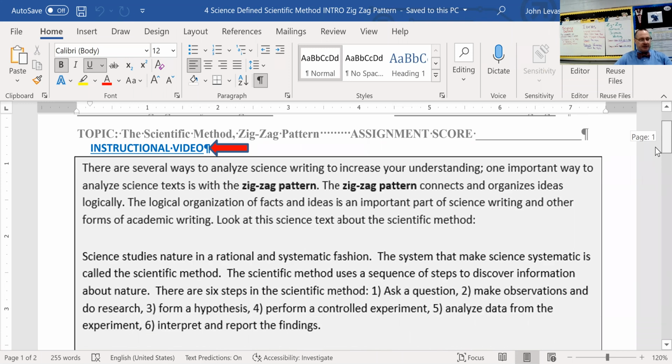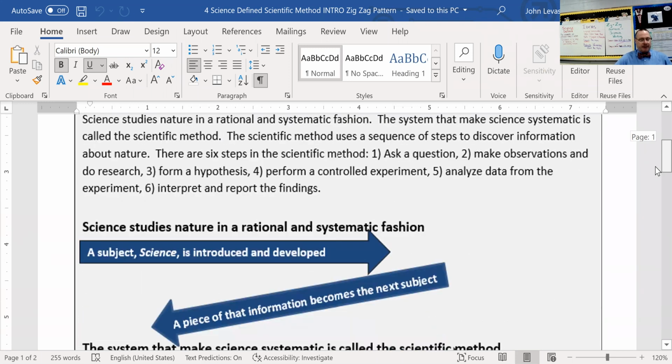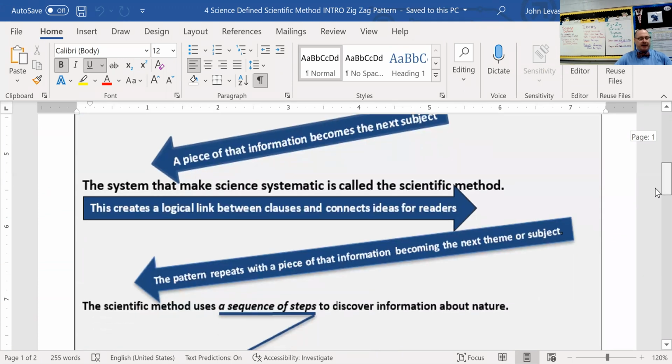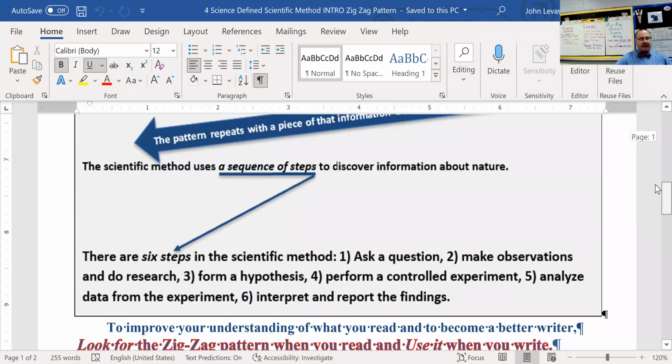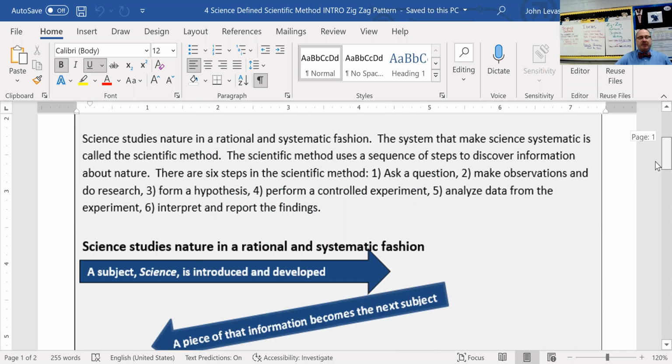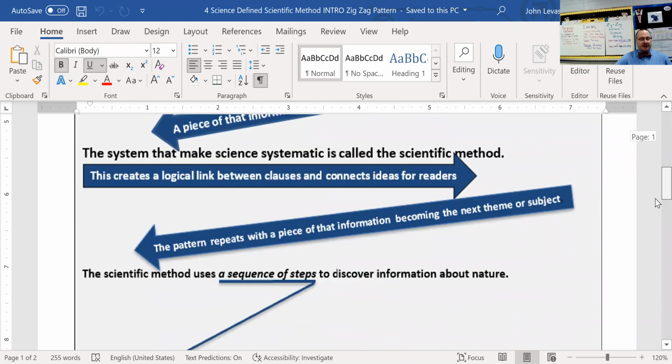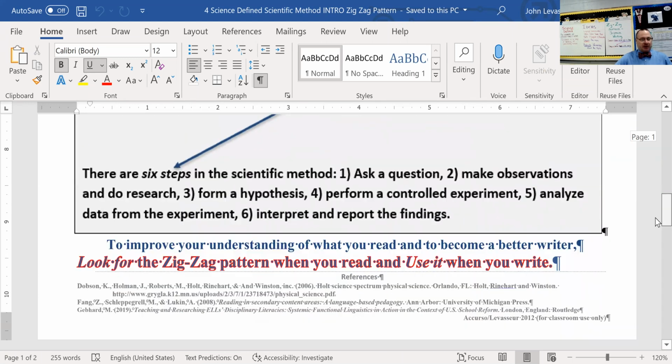So I have an introduction paragraph here. And then what I'm going to do is break the paragraph up into the zigzag pattern. Okay, and a friend of mine made this sample, and we'll be talking about it.